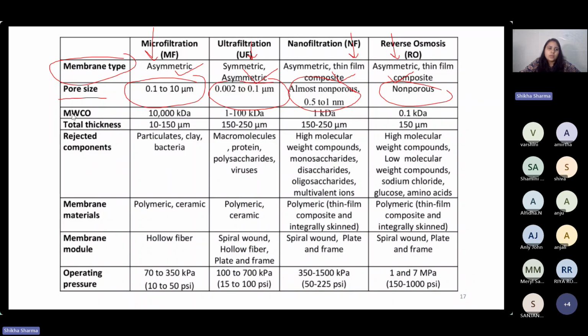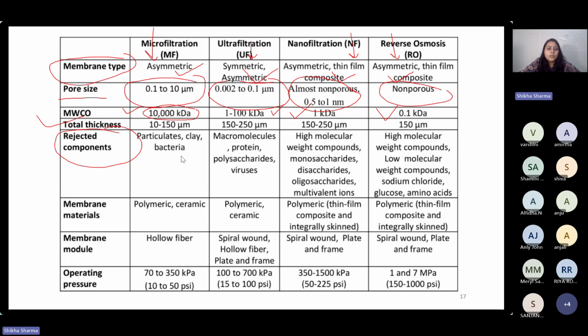And if we see the molecular weight cutoff, in microfiltration it is around 10,000 kilodalton, and in ultrafiltration it is very small, 1 to 100 kilodalton, and in nanofiltration only 1 kilodalton, and in reverse osmosis even smaller, which is 0.1 kilodalton. And if we talk about the thickness and other things, we can discuss. The main thing is which particles they are rejecting.